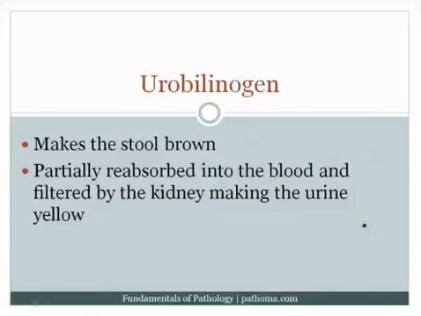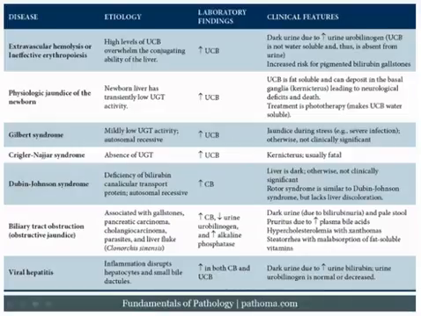Now when bile is released into the duodenum, the intestinal flora take the conjugated bilirubin present within the bile and convert it to urobilinogen. The urobilinogen then makes the stool brown and is partially resorbed into the blood and then filtered by the kidney, making the urine yellow. With this background in mind, we can now cover some of the causes of jaundice.